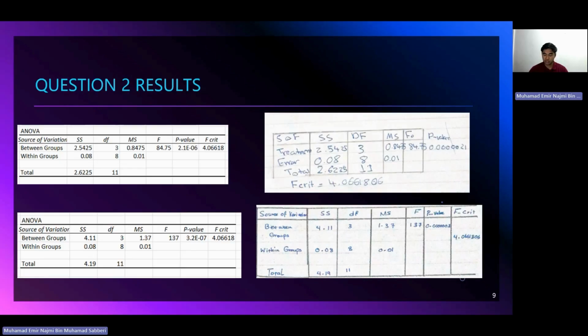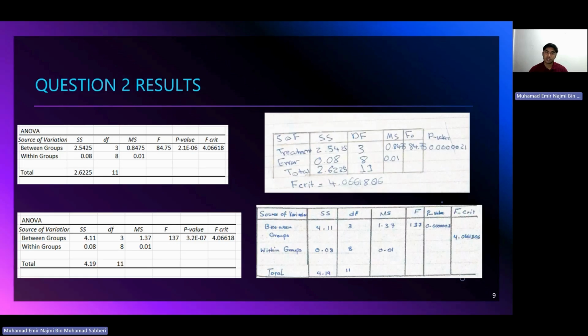So question 2 asks us to determine if there is significant difference in crop yield due to the fertilizer types and growing conditions. There are a total of 4 different types of fertilizer and 2 growing conditions, which are greenhouse and field. So the top part is for the greenhouse.